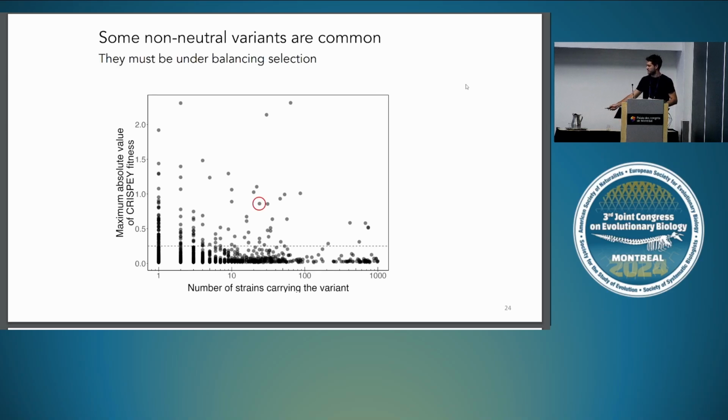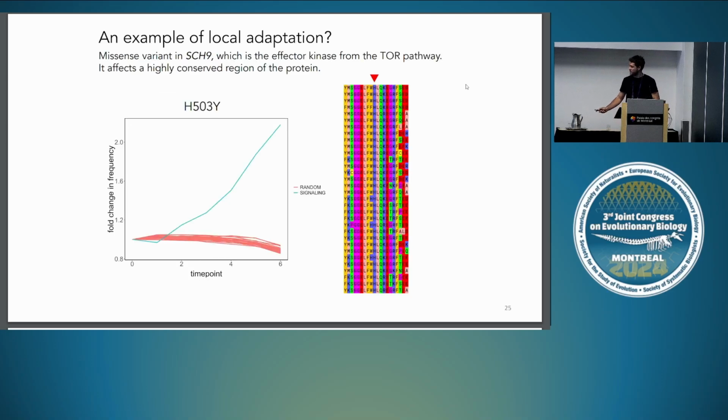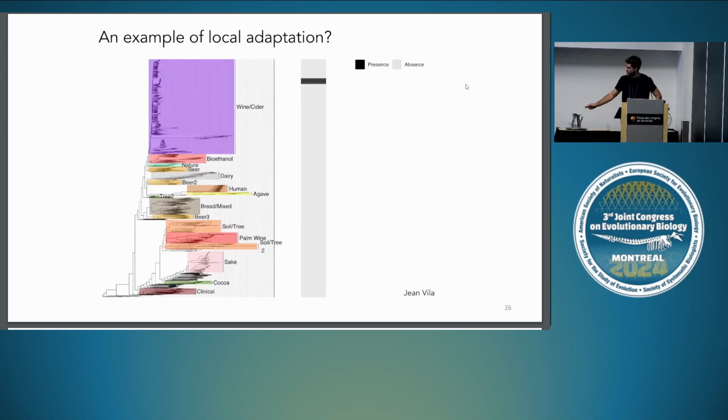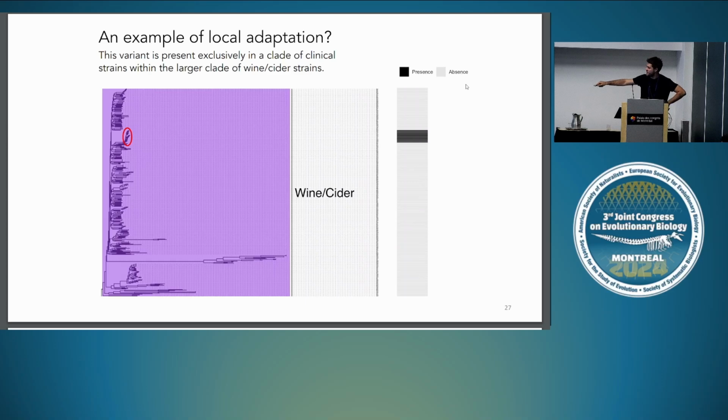And today, for the sake of time, I'm just going to walk through one of these examples. So this is a mutation in SCH9. This is the vector kinase of the TOR pathway. This variant is happening in a highly conserved part of the protein, and it has this dramatic increase in fitness in the 2-day condition. And if we look at the phylogenetic distribution of these variants, they cluster within the wine clade in purple. And if we zoom in, they appear in this subclade. And these are actually clinical strains. So these are infecting humans.